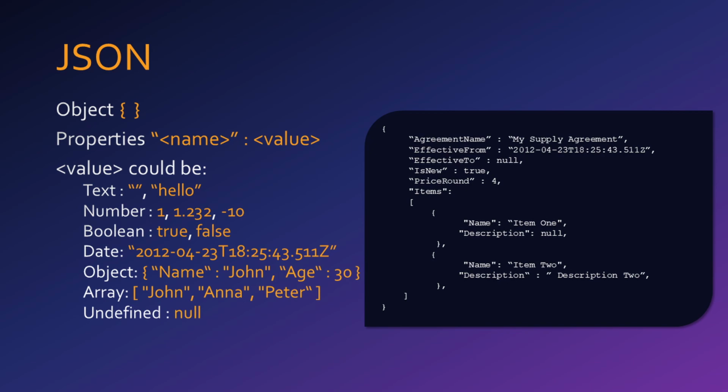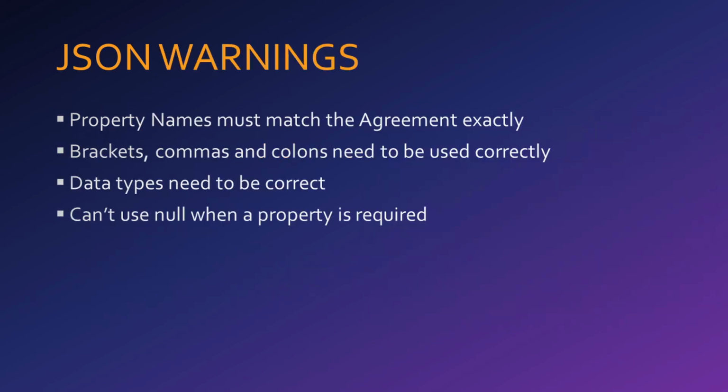Before we continue at the portal, just one word of warning. One disadvantage of using JSON is that you will need to be precise with the text. Here are a few areas to watch out for. Firstly, the property names cannot be changed since they must align exactly with the agreement data. Also note that property names need to be wrapped in inverted commas.